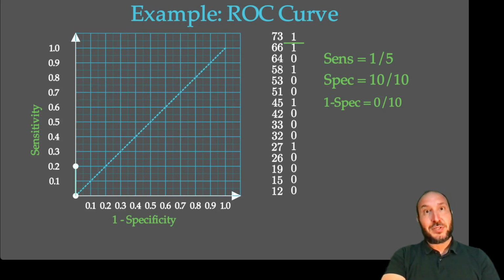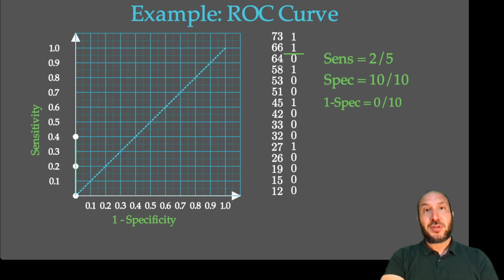Suppose I lower my threshold again, nothing changes until I get below 66. And then again, now I've caught 2 out of the 5 fraud cases. My sensitivity goes up to 0.4. And my specificity remains at 10 out of 10. And so I get to the point 0, 0.4, because we're plotting 1 minus specificity.